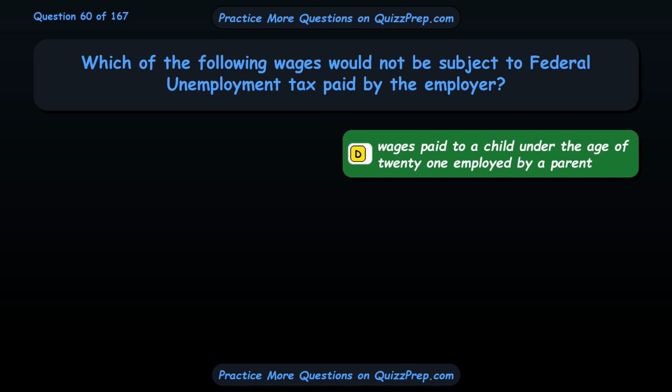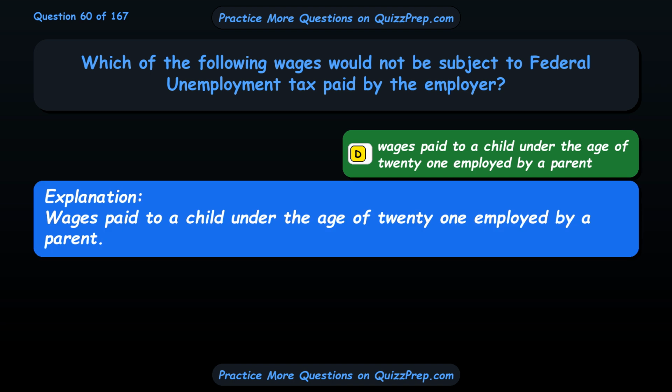Wages paid to a child under the age of 21 employed by a parent.